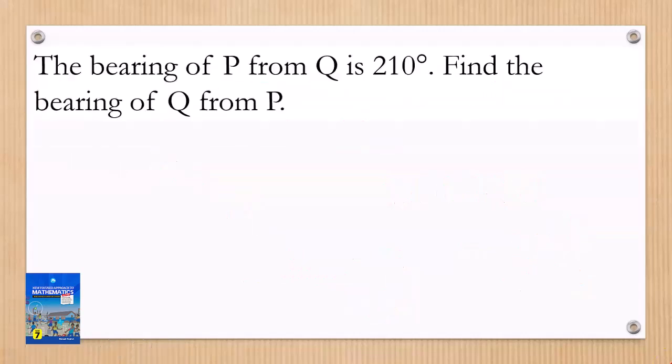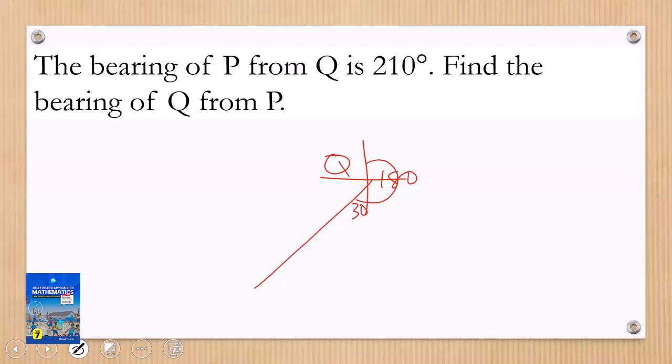Okay, let's take another example. The bearing of P from Q is 210. Find the bearing of Q from P. Diagrammatically, we say the bearing of P from Q, so we are at a point Q and we are moving 210. So Q is here and 210 means that we are going to move up to this point. If here is 180, we need 30 here to add up to give us the 210. Then we get to the point P.